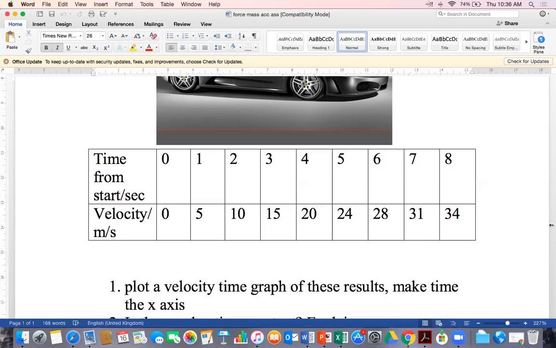Okay, do we have to title the graph? Yeah, title the graph. Okay, sure. Make sure you have labeled your axis.